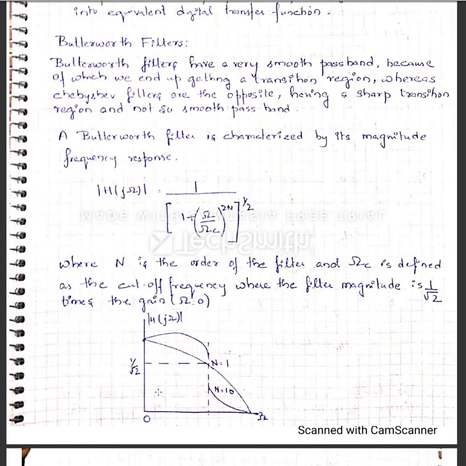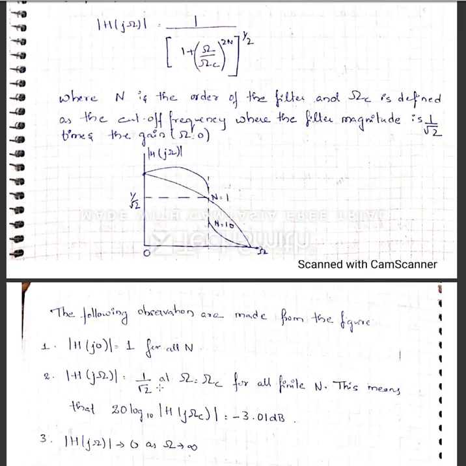This is the magnitude frequency response of the Butterworth filter for orders n equal to 1 to n equal to 10. Assume this to be omega c here. It is defined as the cutoff frequency where the magnitude of the frequency response is 1 by root 2 times the gain that you obtain at omega equal to 0. Clear? Some observations are made from this particular graph.